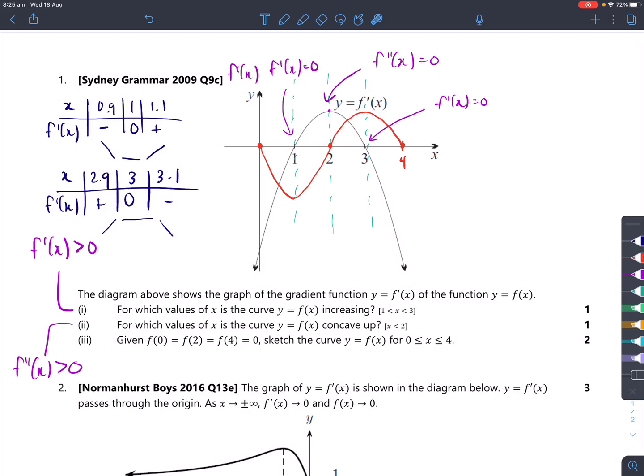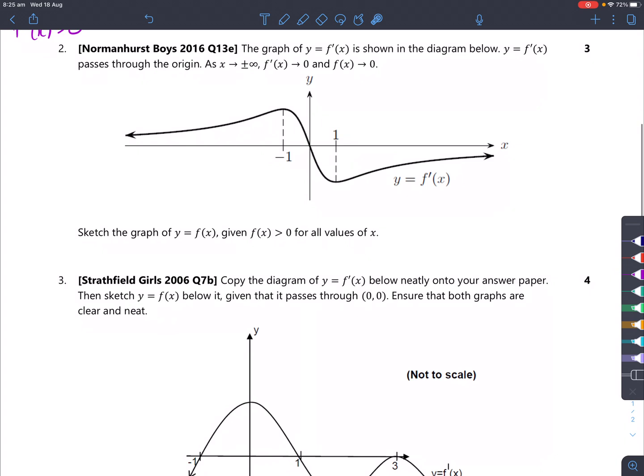Okay, let's have a look at part 2. The graph of y equals f dash x is shown in the diagram below. Y equals f dash x passes through the origin. As x approaches infinity in the positive and negative directions, f dash x is approaching 0, and f of x is approaching 0 as well. Alright, so first thing we analyze is that this gradient function passes through 0 here. Okay? So, if this is where f dash x equals 0, that means there's going to be a stationary point along this green dotted line that I'm going to draw here, just so that you know.